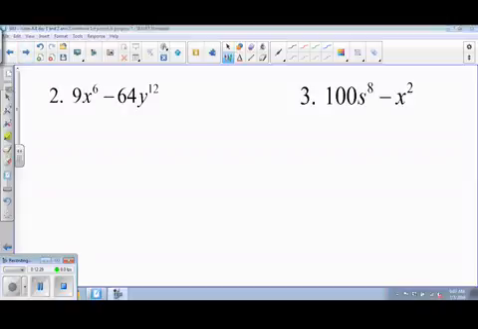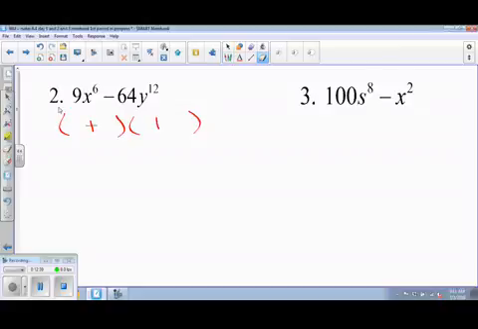Okay, we know that this is a perfect square and this is a perfect square, right? And it's the difference. So if we know that, you go here. One's going to be plus, one's going to be minus. What times what? What's the square root of 9? 3. What's the square root of 64? 8. What's the square root of x to the 6? X to the 3rd. What's the square root of y to the 12th?